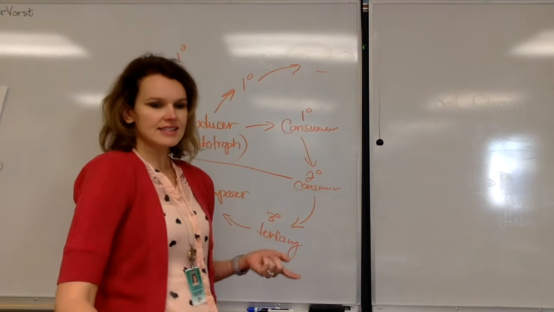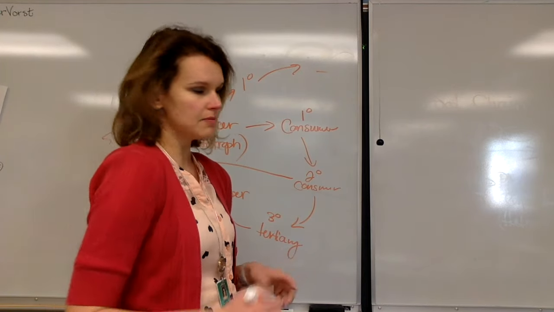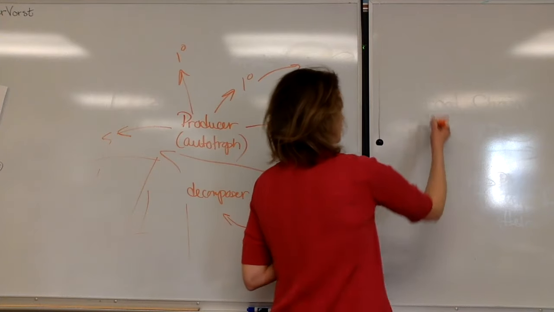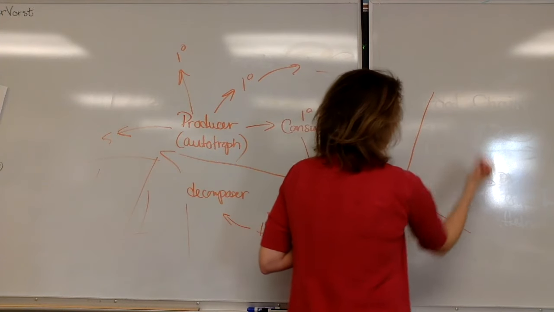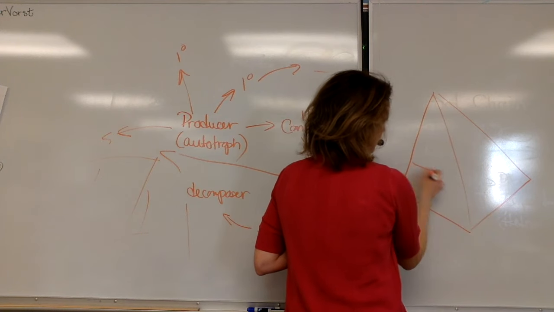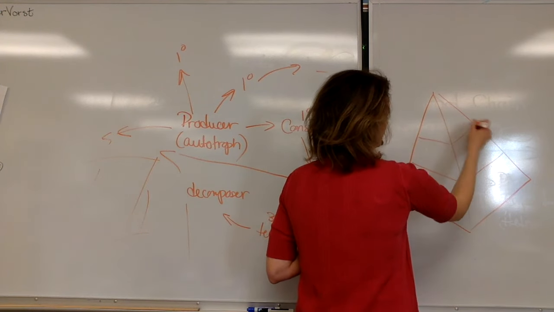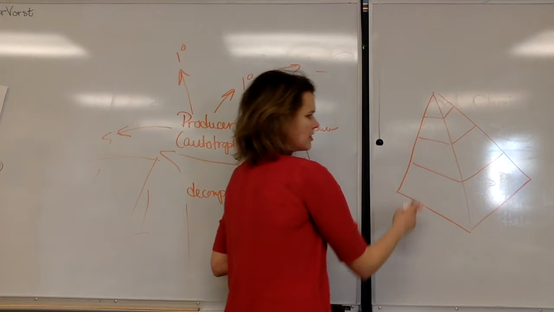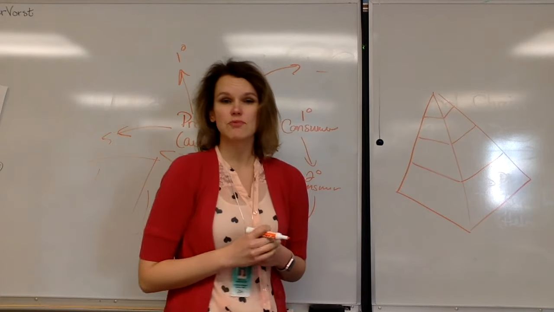A food chain follows the flow of energy, and a food web is all of those different things. The last thing I want to mention is a trophic level or a trophic pyramid. And so we have our pyramid here. And the pyramids have different levels. So on the bottom here, this is where we have the most energy.